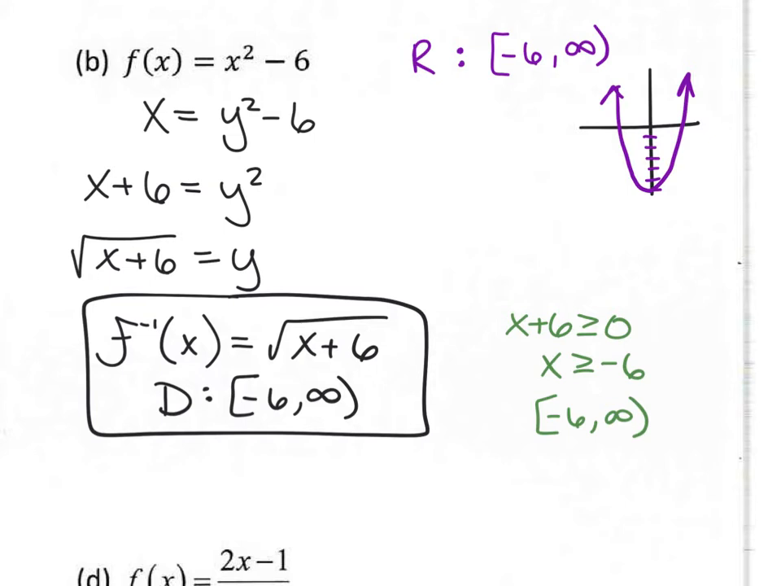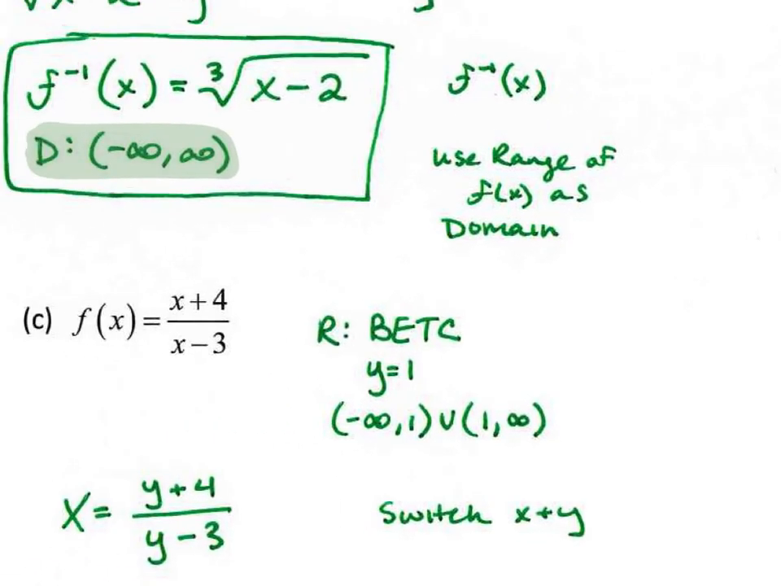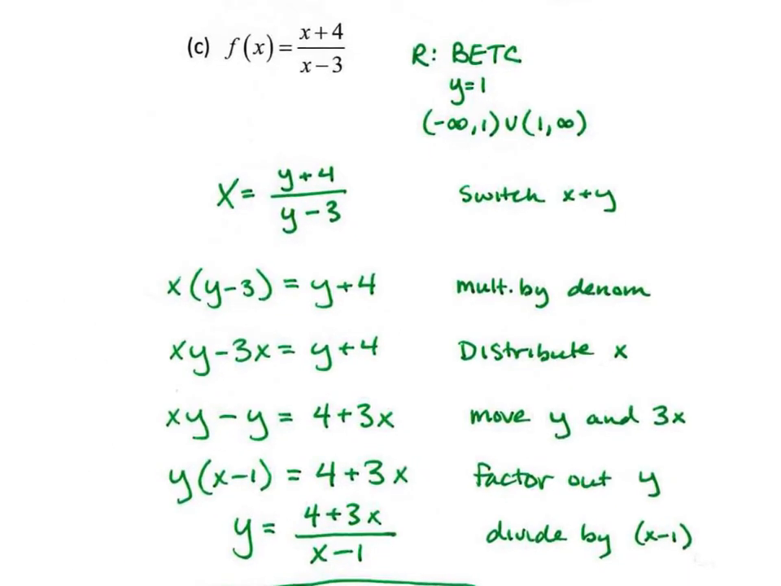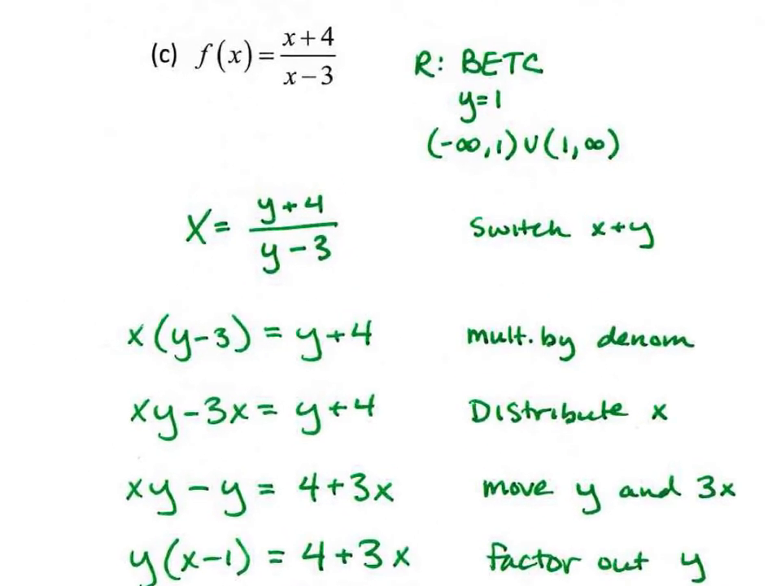Questions about this one? Because the next example has some crazy algebra in it. Okay, let's talk about some crazy algebra here. This problem's so much fun. In problem C, f of x is x plus 4 divided by x minus 3.